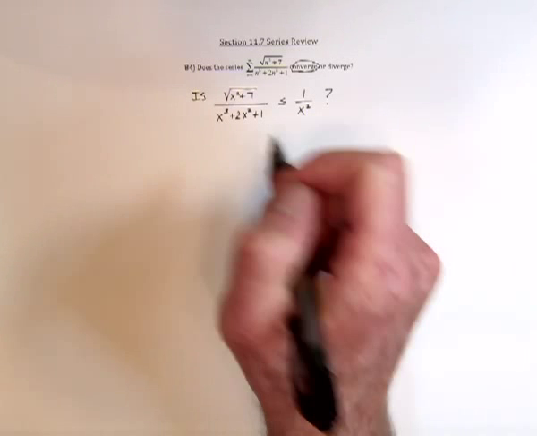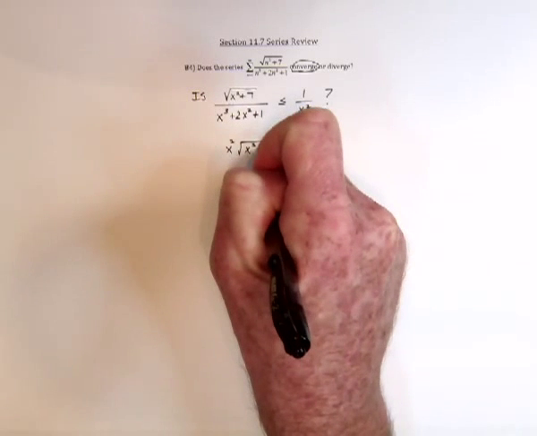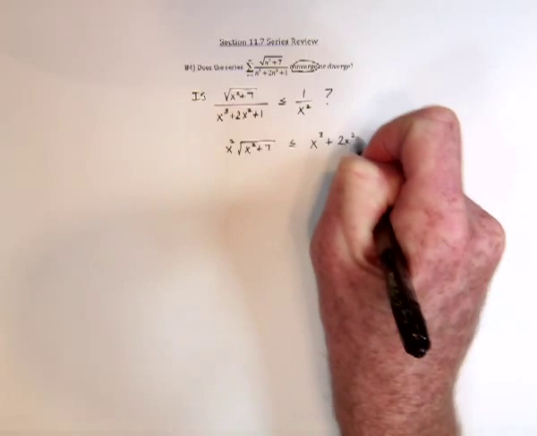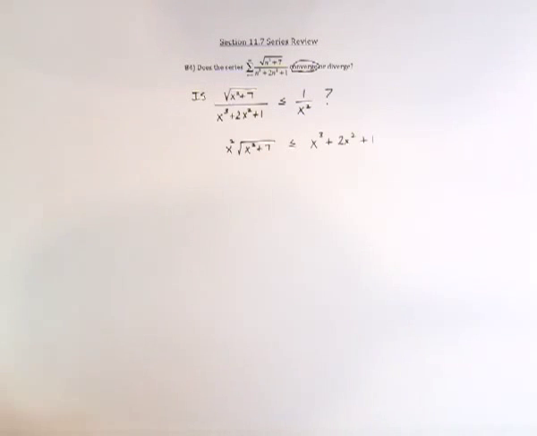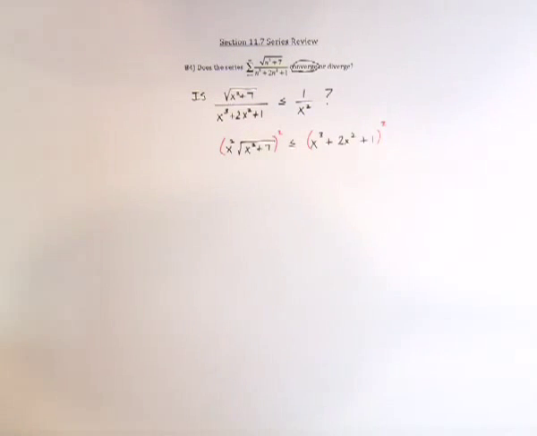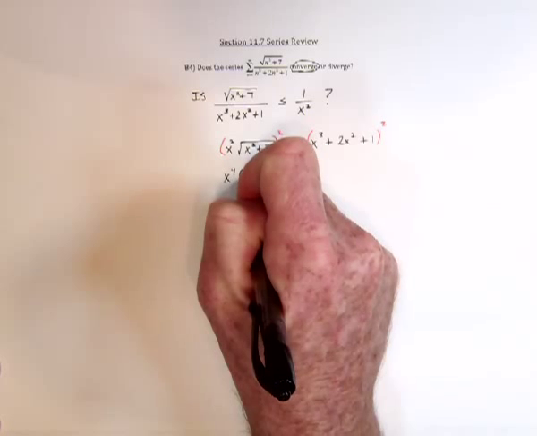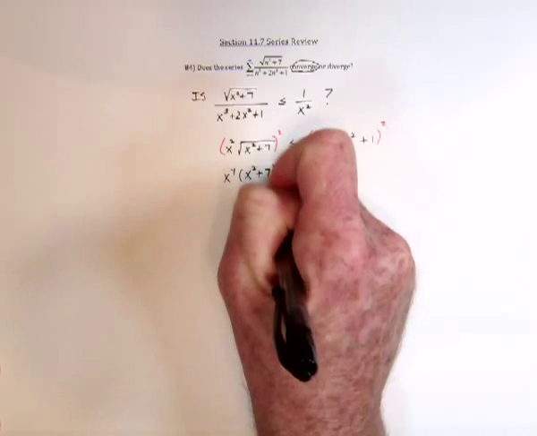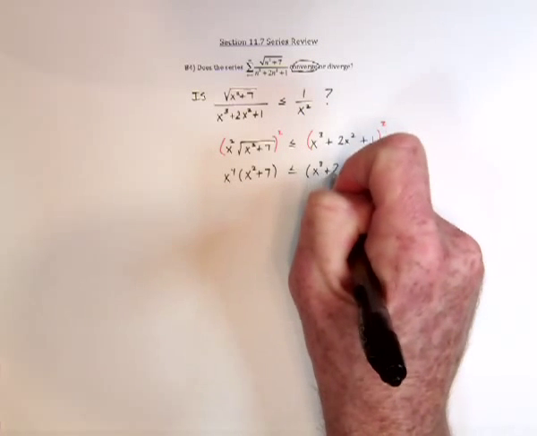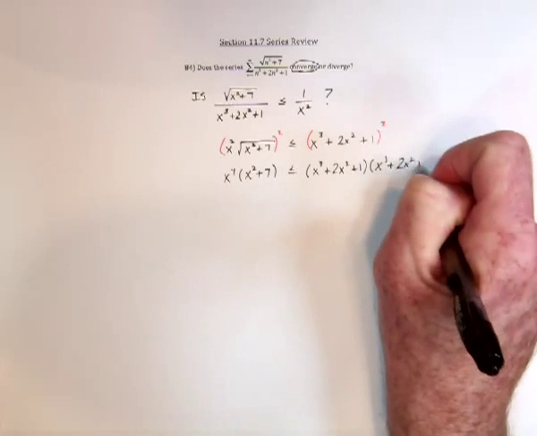So I could cross multiply, so I'd have x times the radical, x squared times the radical. When is that less than or equal to x to the third plus 2x squared plus 1? And then in order to get rid of the radical, square both sides. So on this side we would have x to the fourth multiplied with, in parentheses, x squared plus 7. On the other side we're going to have to multiply it out: x cubed plus 2x squared plus 1 times x cubed plus 2x squared plus 1.